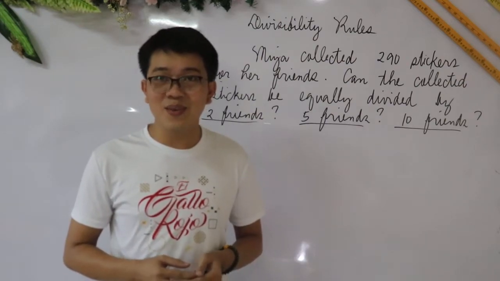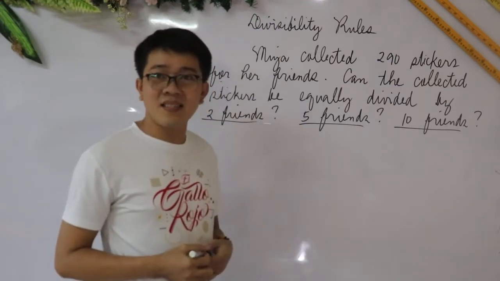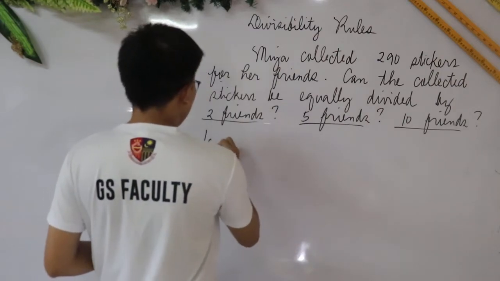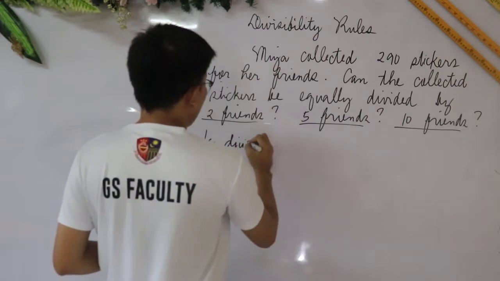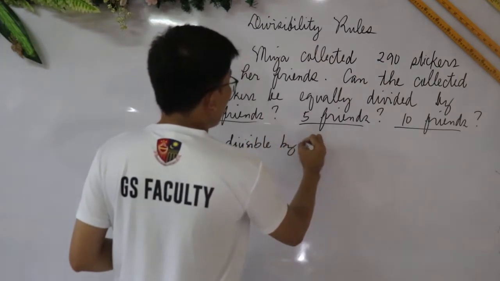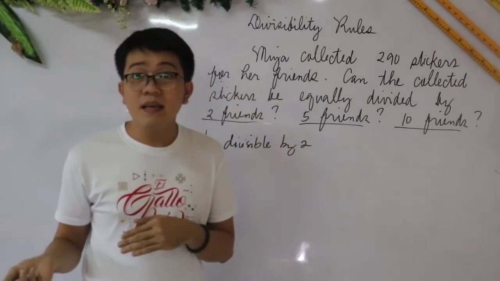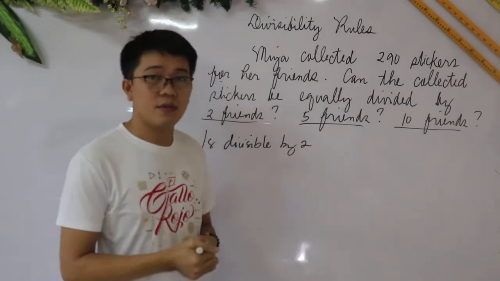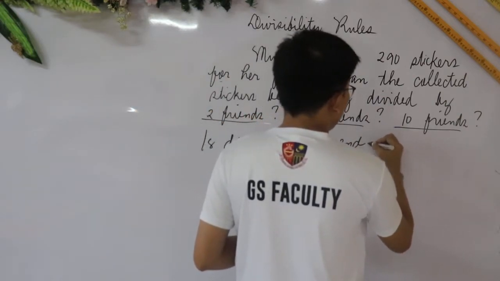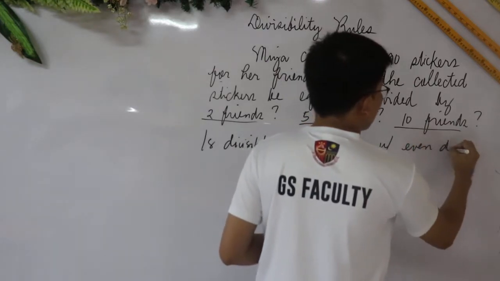Let's begin with divisibility rule number 2. What does it say? When we say a number is divisible by 2, it means that the number should end with an even digit.